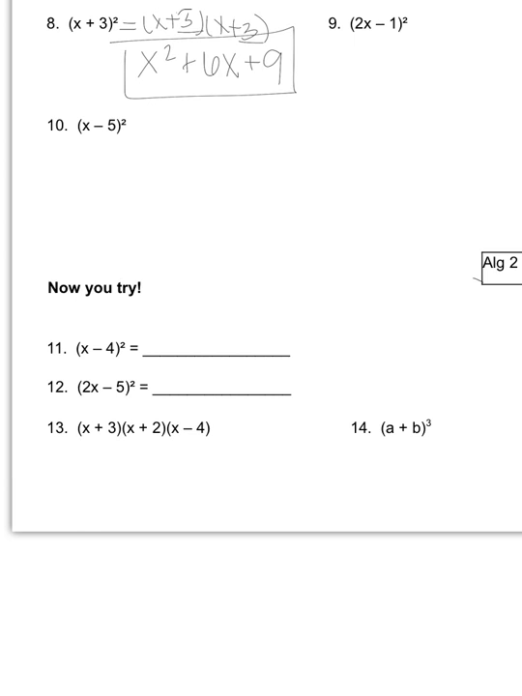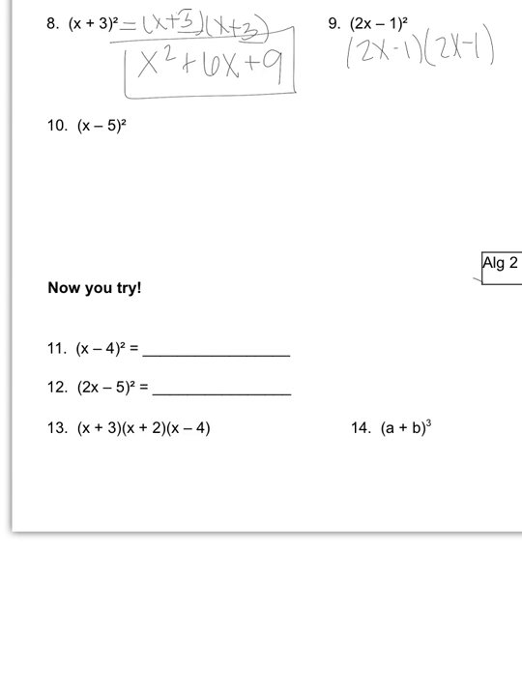So we should end up with 3 terms when we're squaring a binomial. If you look at number 9, that would be the same thing as 2x minus 1 times 2x minus 1. Here we couldn't use that method because we don't have single variables, but we could use FOIL. But I'm going to show you another way of doing it anytime you have a binomial squared.